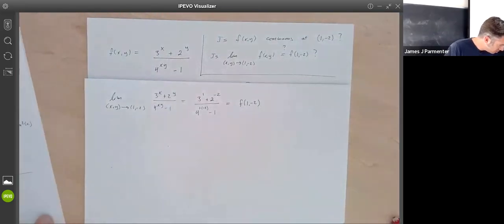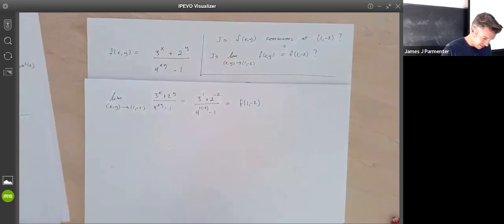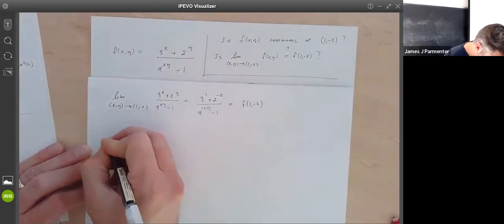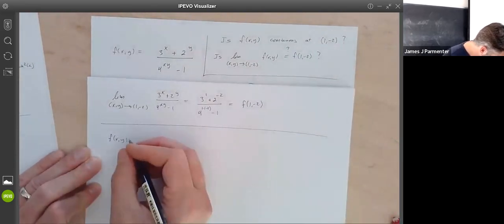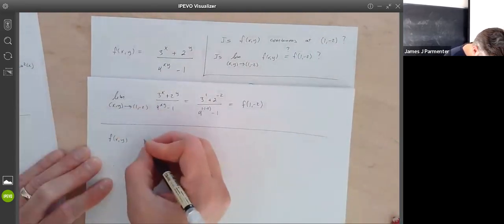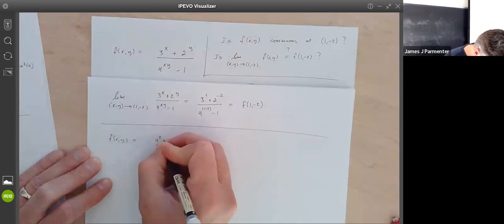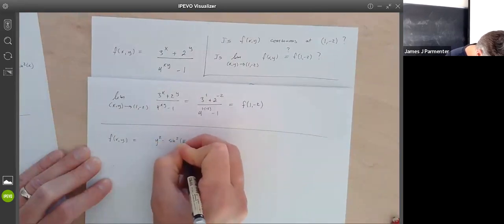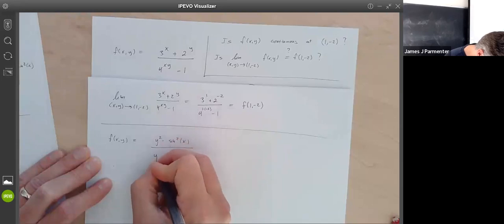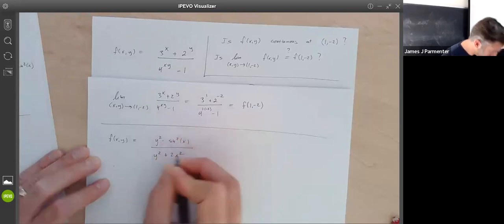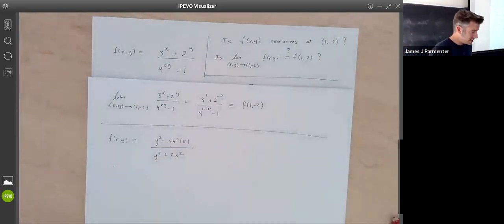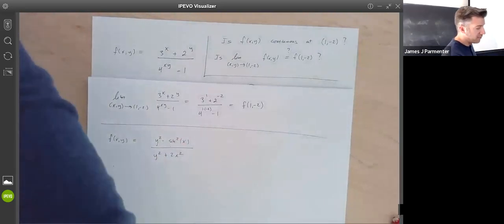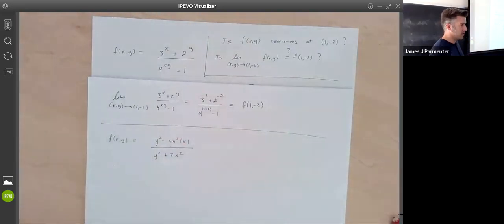Yeah, so something like this. If your function is, say, f(x, y) = y² sin²(x) / (y² + 2x²). This function, I will point out, is similar to the function in problem 58. This function definitely is not defined at (0, 0).